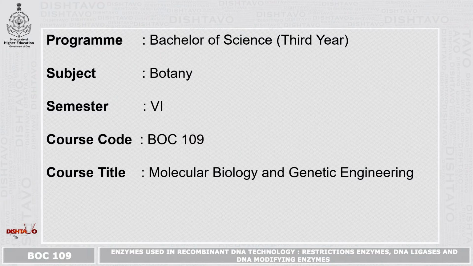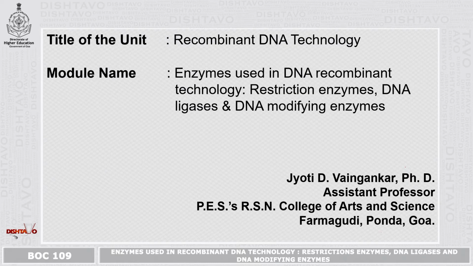I am here to take a module from the program Bachelor of Science in the subject Botany from the course Molecular Biology and Genetic Engineering. It is taken from the unit Recombinant DNA Technology. Name of the module is Enzymes used in DNA recombinant technology, restriction enzymes, DNA ligases, and DNA modifying enzymes.